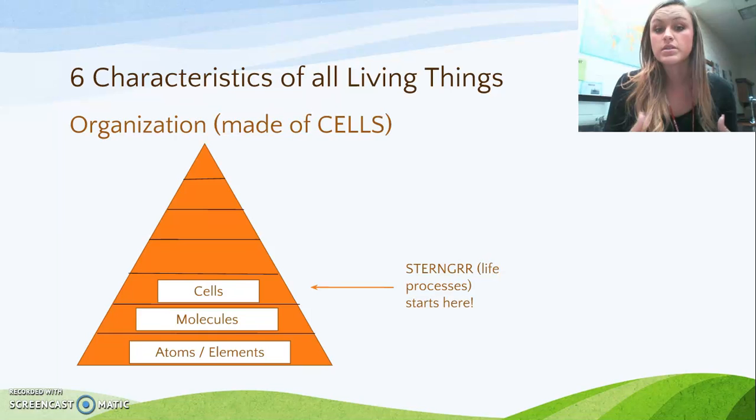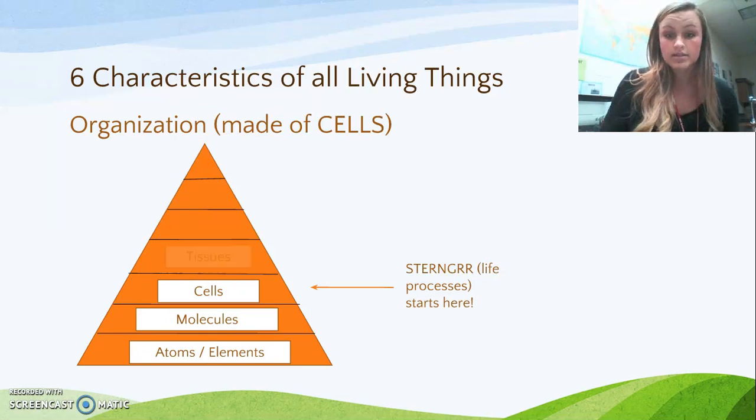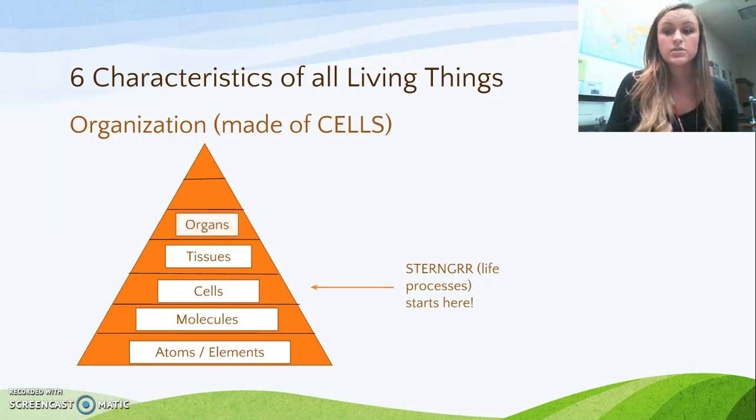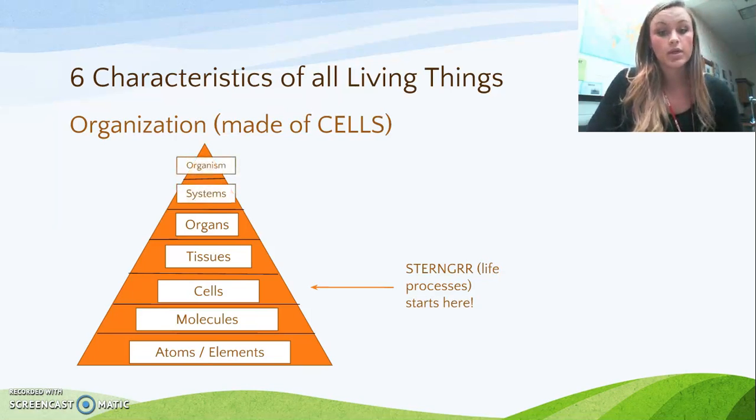Remember that cells are the smallest unit of living things. Lots of cells together, so groups of cells, are going to end up making groups of tissues. Tissues make organs. Organs build organ systems, and organ systems build organisms.